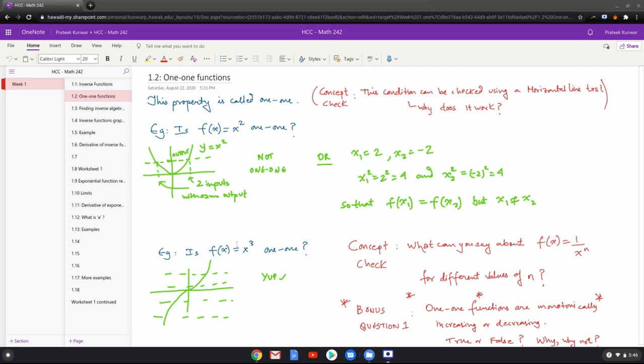Next example, let's look at x cubed. Again, two ways of doing it. Graphically, it's pretty obvious that it is one-one. Here's another concept check problem that you can pause the video and think about. What can you say in general about the function f of x equals 1 over x to the n for different values of n? Let's only consider, for simplicity, integer values. So n equals 1, 2, 3, 4, and so on.